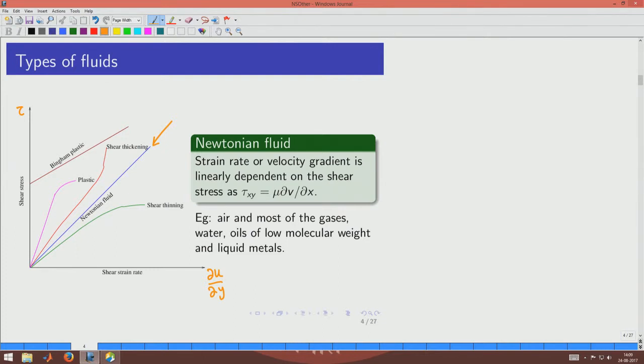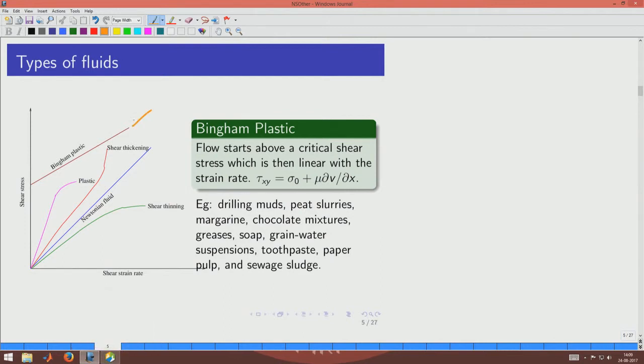Okay, and this kind of behavior is called Newtonian behavior, and the fluids that exhibit this are called Newtonian fluids. Luckily for us, most of the fluids that we encounter in engineering problems are Newtonian fluids. So air, all the gases, water and oil, etc., are all Newtonian fluids, and in metallurgy, liquid metals are known to be Newtonian fluids for most of the strain rates that we encounter. There are other kinds of behaviors that are possible, and we will look at them one after the other.